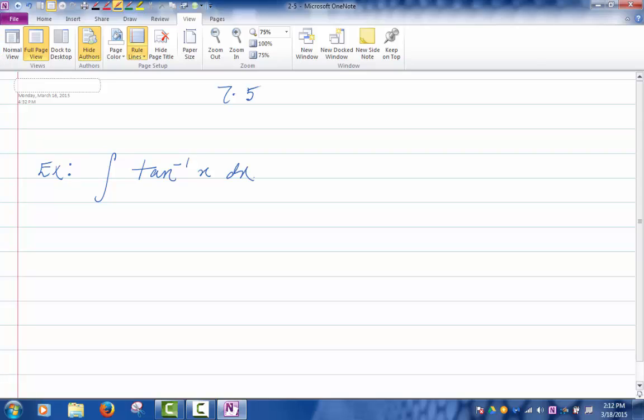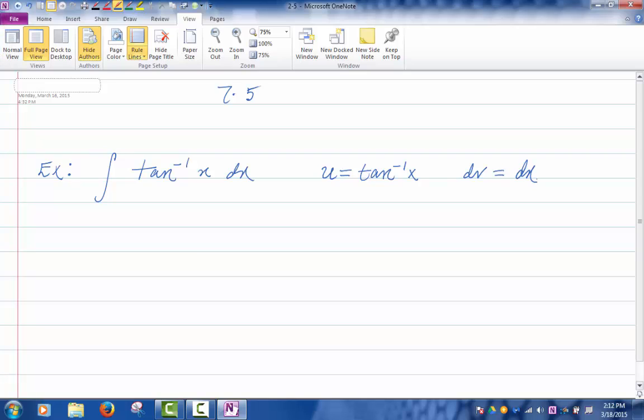Yeah, so integration by parts. If I want to use integration by parts here, there is only one choice. You have to take u to be tangent inverse of x, and you can pick dv to be dx. dx means 1 times dx.